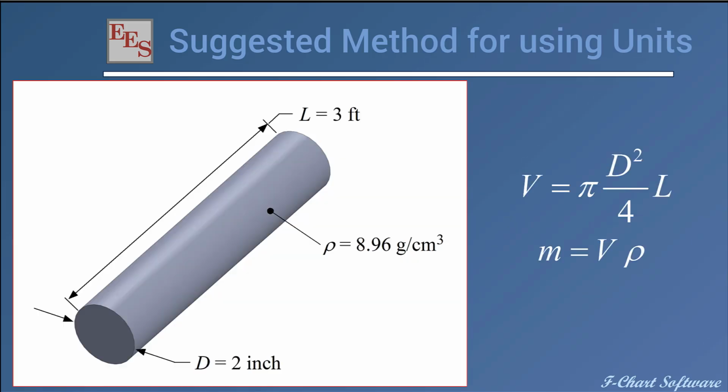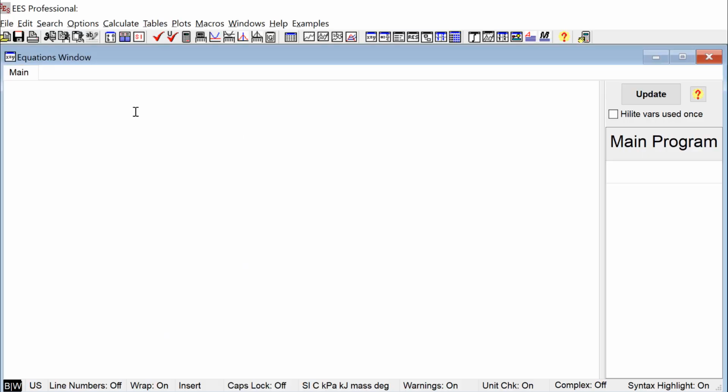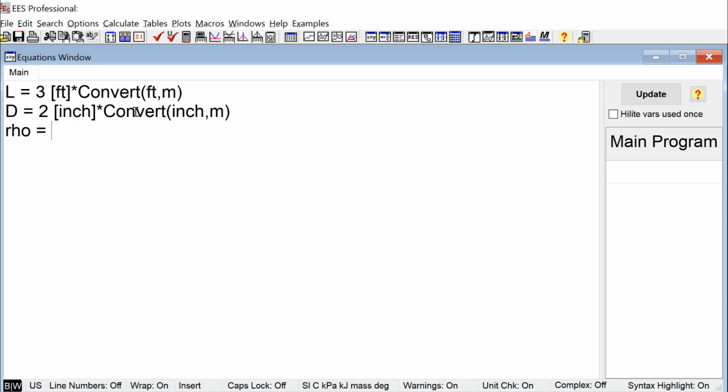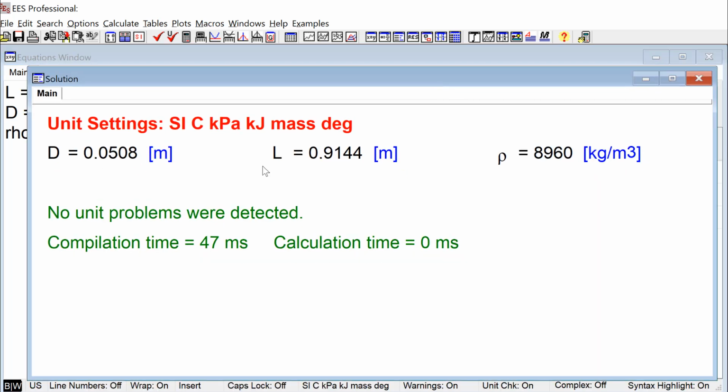Let's apply this strategy to the problem that we looked at in the last video. This is calculating the mass of a rod that has a diameter of 2 inches, a length of 3 feet, and is made of copper with a density of 8.96 grams per centimeter cubed. The three input parameters that we have here are immediately converted to base SI units using the convert function. So we're going to convert diameter and length to meters, and we'll convert density to kilograms per meter cubed because those are the base SI units for those different quantities.